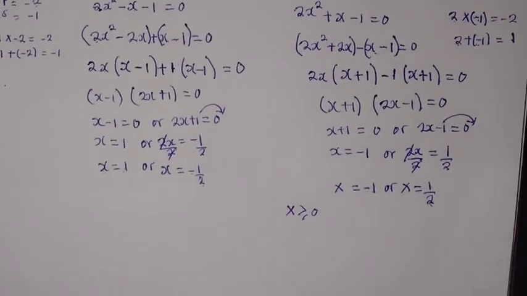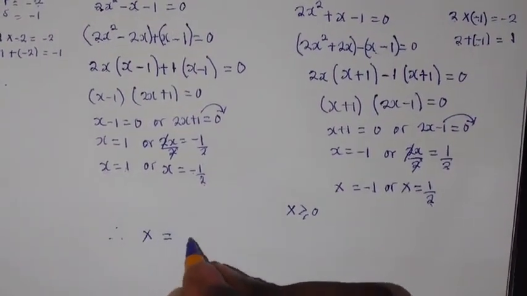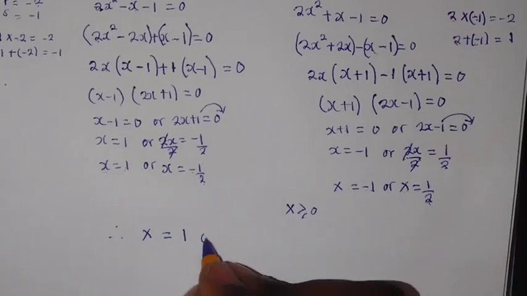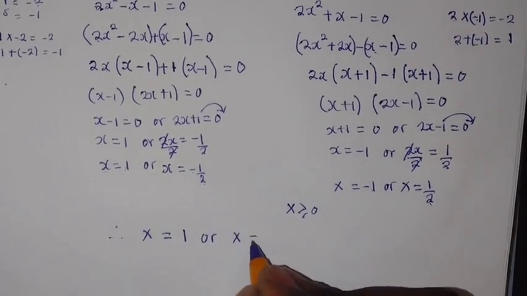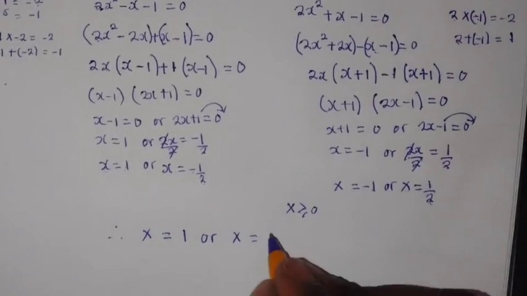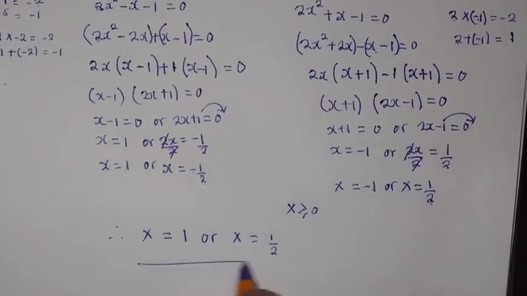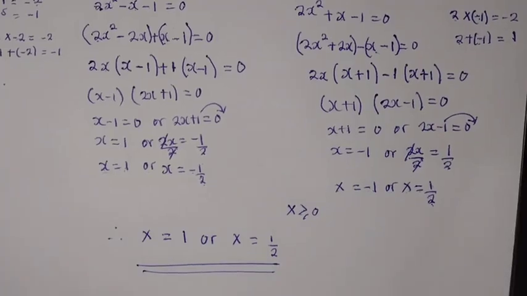So I can say therefore x is equal to 1, or x is equal to 1 over 2. Just get these two positive values. So these are the answers.